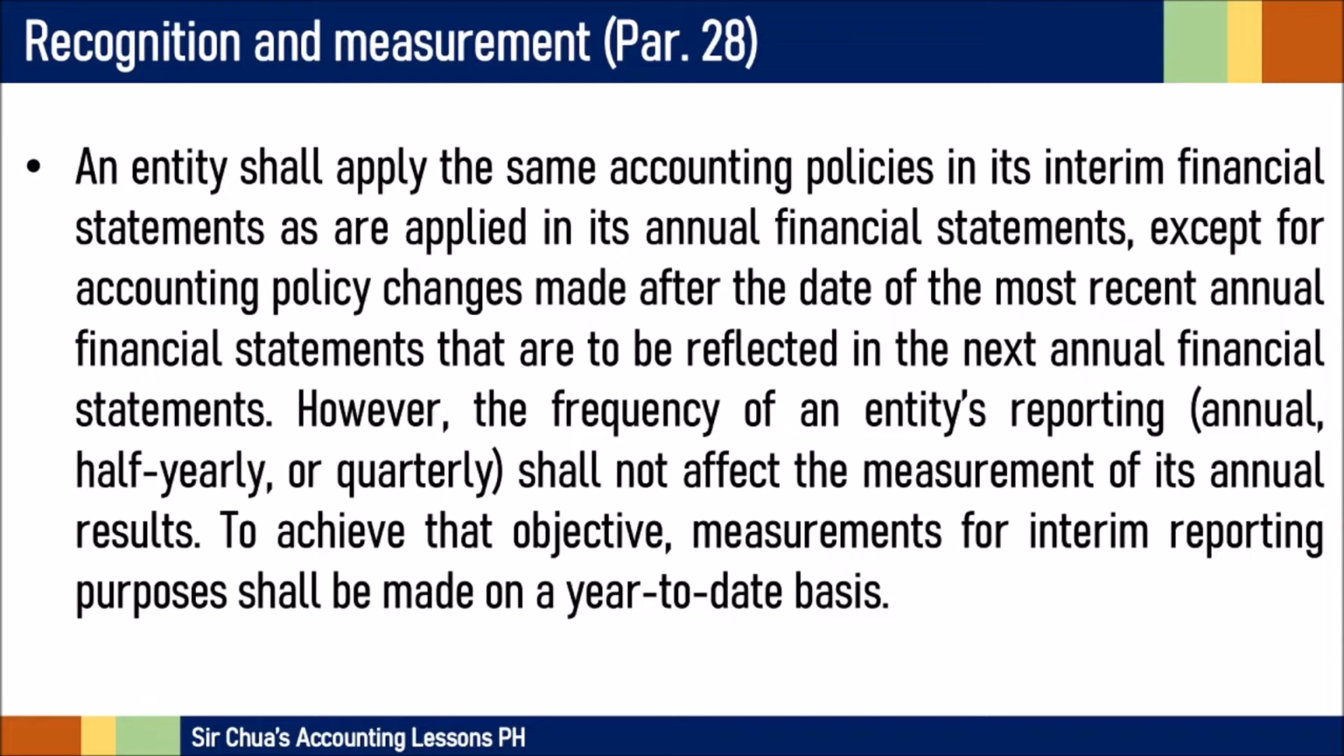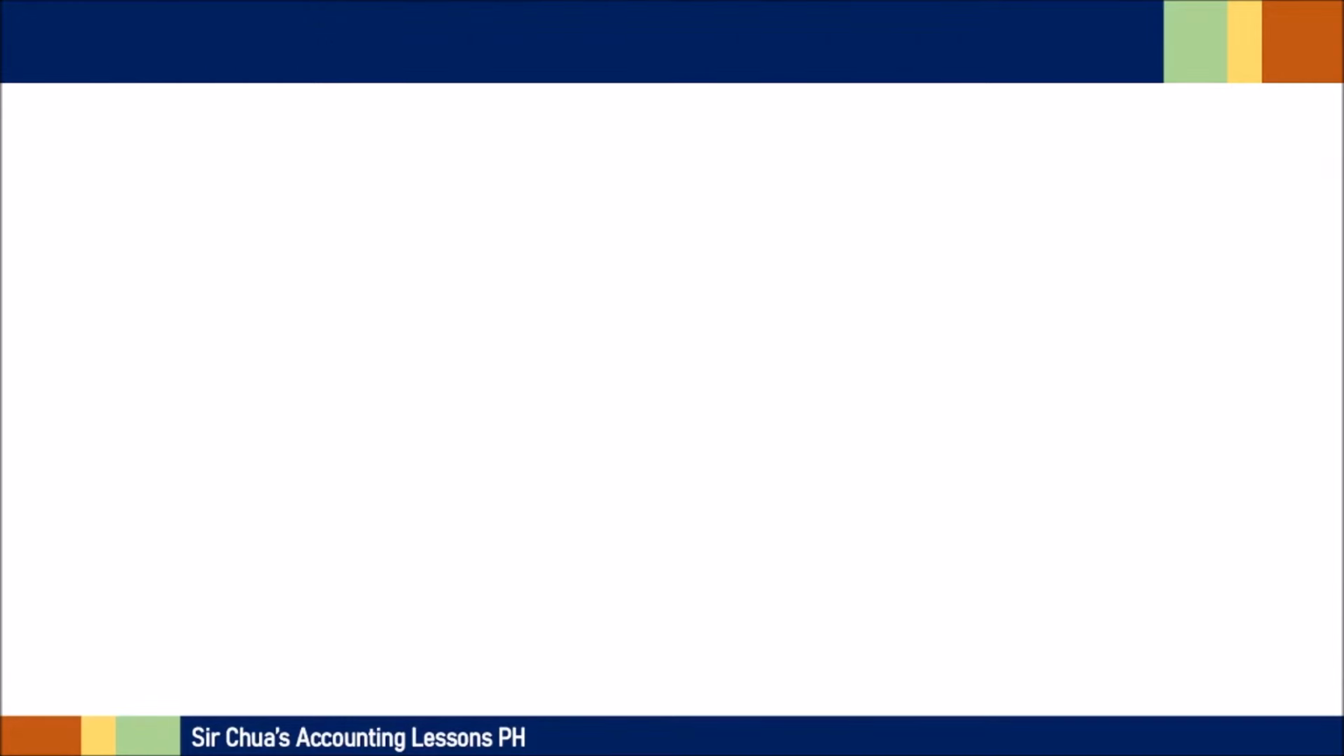Tandaan nyo yun: the frequency of an entity's reporting shall not affect the measurement of its annual results. To achieve that objective, measurements for interim reporting purposes shall be made on a year-to-date basis. Okay? In summary, kung paano tayo gumawa at kung paano tayo mag-apply ng accounting policies and measurements and calculations for the full year FS, it's the same way that you will be applying it in the interim financial statements.